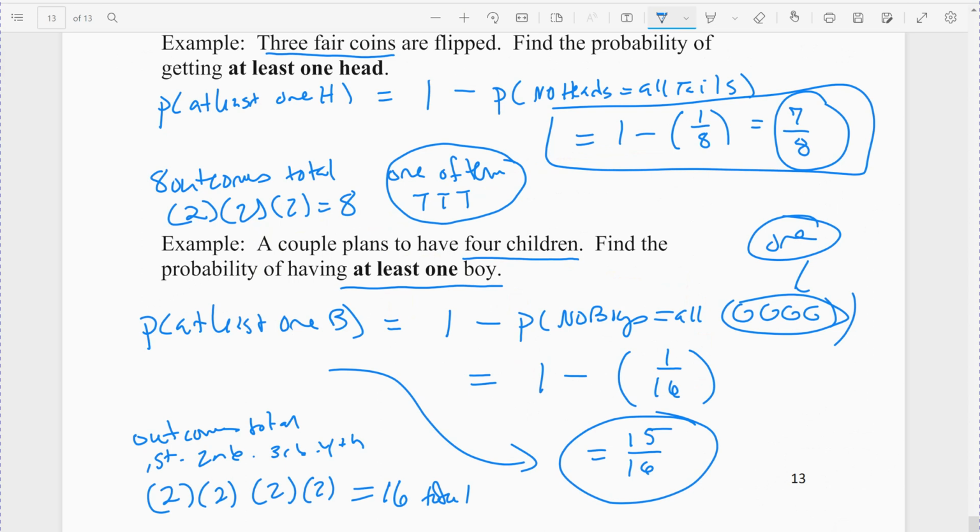We're looking for at least one boy, which means 15 of the cases, let's take 1 away, have at least one boy in it. Alright, so that finishes up the basics of probability. We're going to basically be adding to that in the next 2 sections. Alright, so we're going to take probability, and then sort of, again, this is all about probability this week.